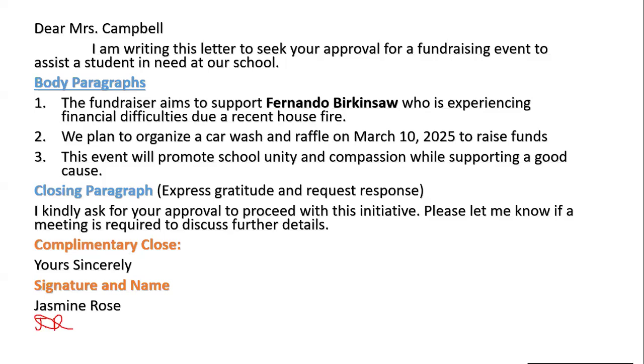When we are writing an informal letter, it is different. When we're writing an informal letter or a friendly letter, we do not include the recipient's information in the top left corner. We just put our information and then start writing.